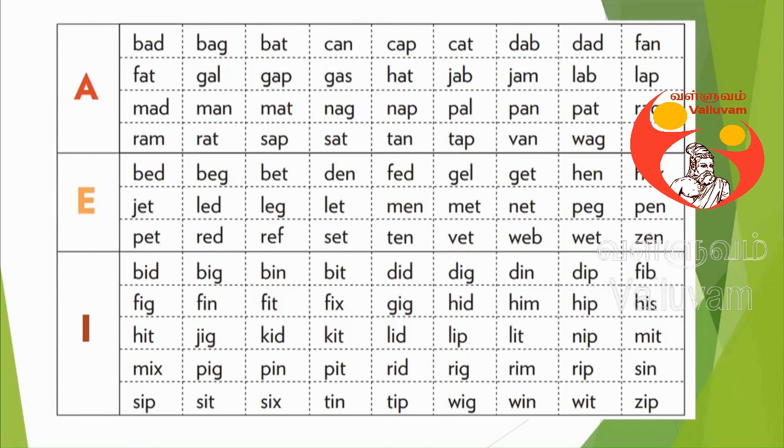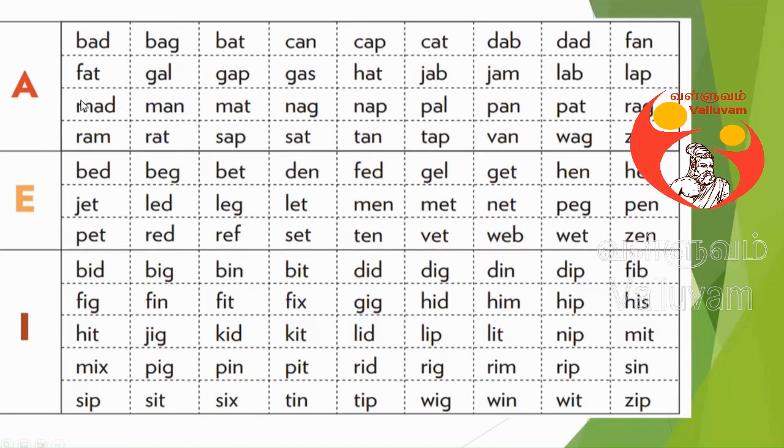Adutathu Lakshara. Idhu theriyudha. Idhu try panniveengala. M-A-D. Mad. Good. Idhu Lakshara. M-A-N. Mad. Yes. Okay.